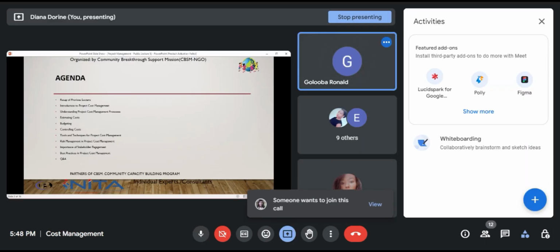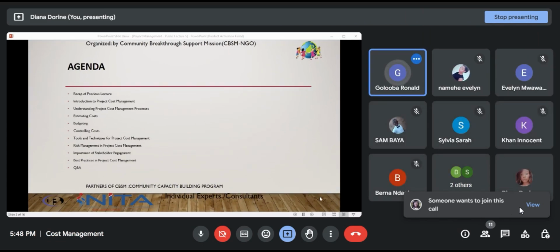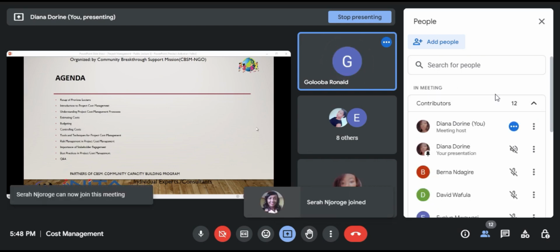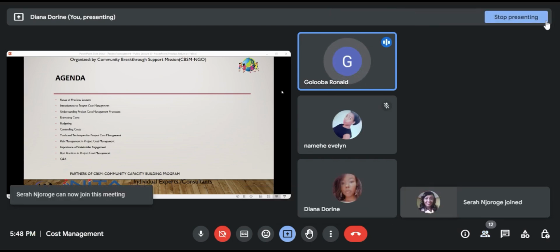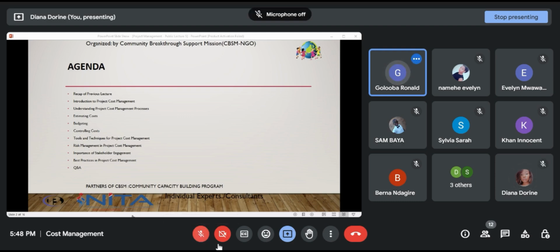Okay. So our agenda is a recap of the previous lecture, introduction to project cost management, then understanding the project cost management process, then estimating costs, budgeting, controlling costs, tools and techniques for project cost management, and these are specifically digital, risk management in project cost management, importance of stakeholder engagement, and then best practices in project cost management. Next slide, please.